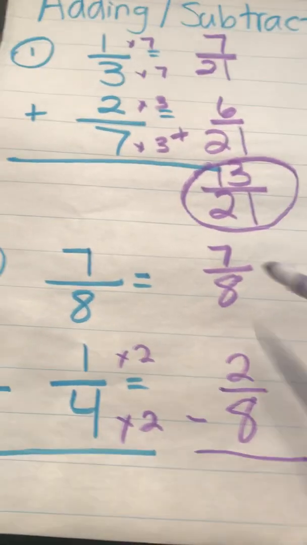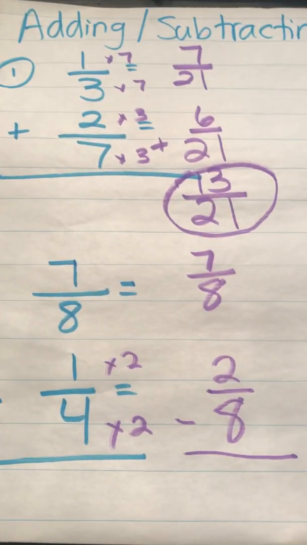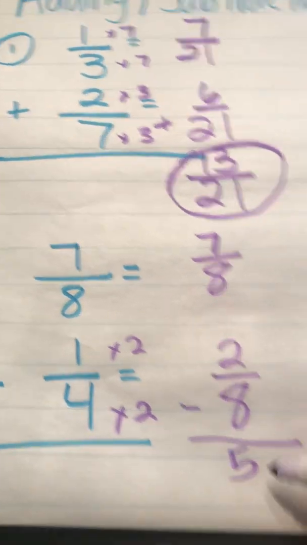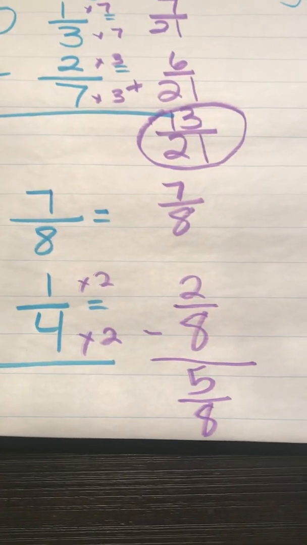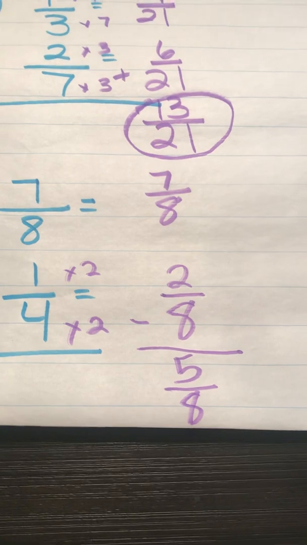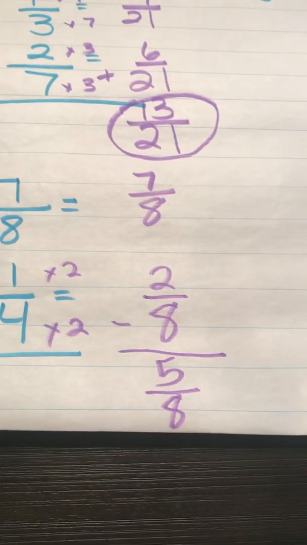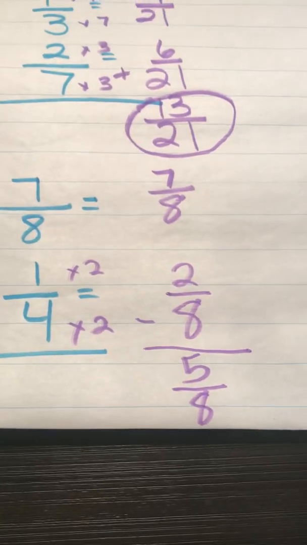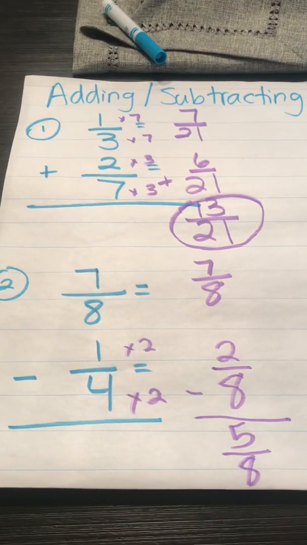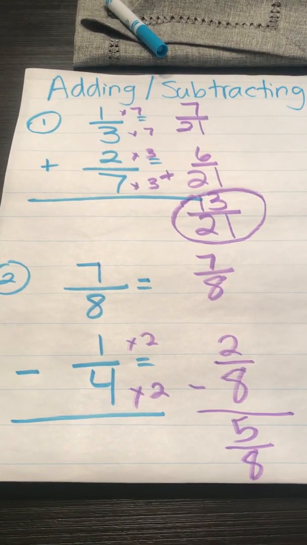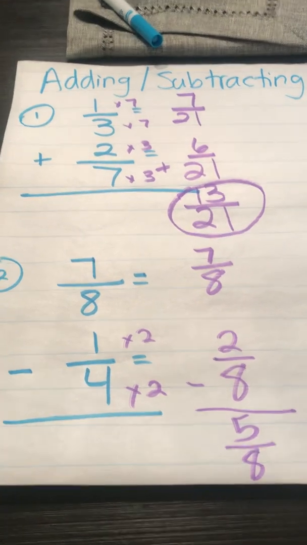When subtracting, you subtract just the numerators. 7 minus 2 gives you 5, and then your denominator once again stays the same. 5/8. 5/8 is already simplified. There is no number that can go into 5 that can also go into 8. Okay, so these are just normal fractions that we are adding or subtracting. We find a common denominator and then we add or subtract them.